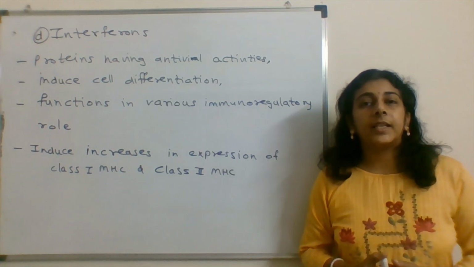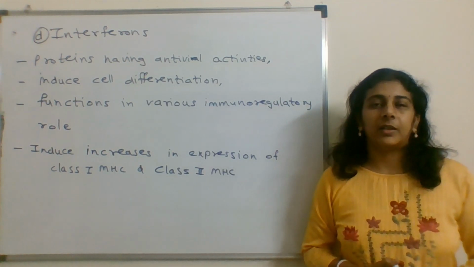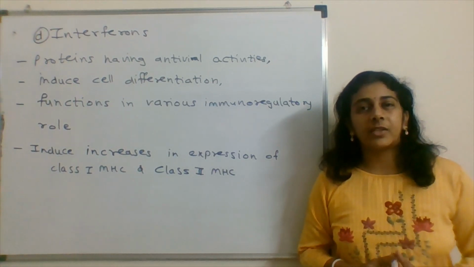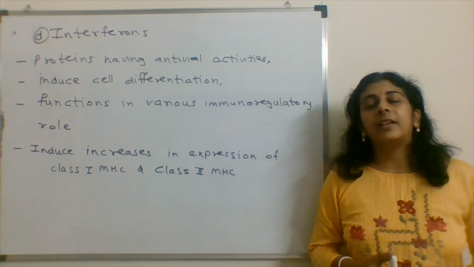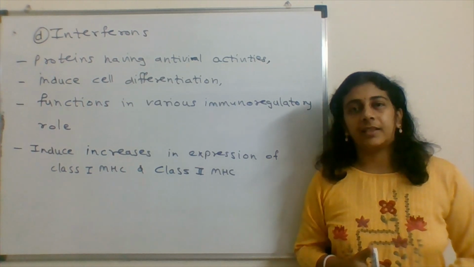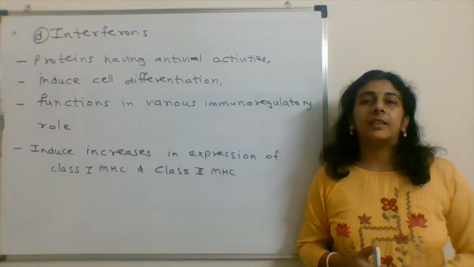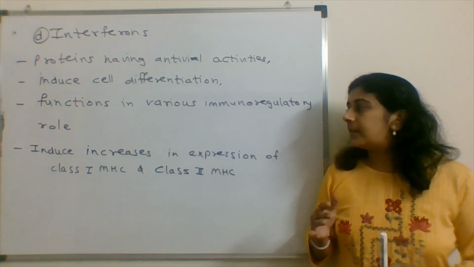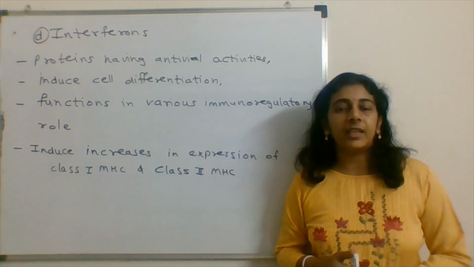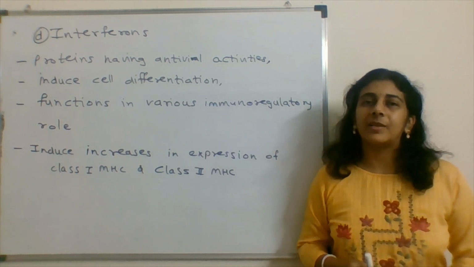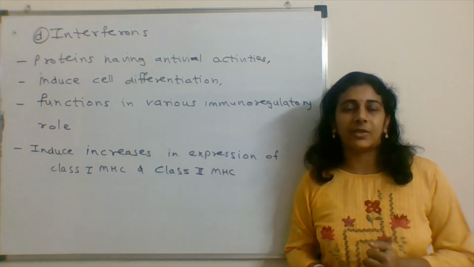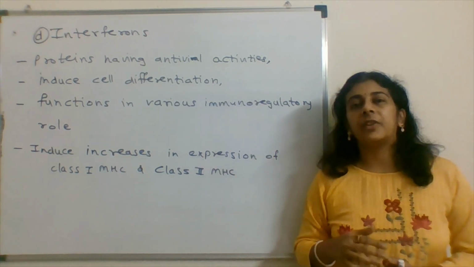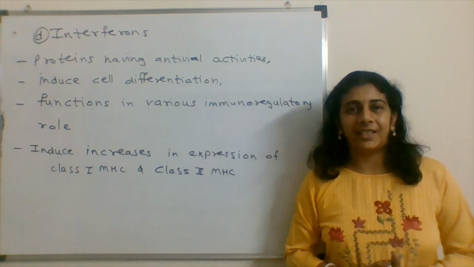When there is an increased expression of class 1 MHC on any nucleated cell, that leads to the activation of natural killer cells. Secondly, if class 2 MHC expression is increased, then it will activate the T helper cells. Also in case of class 1 MHC, natural killer cells will get activated, as well as T cytotoxic cells. So these interferons are involved in the activation of T cell lineages.